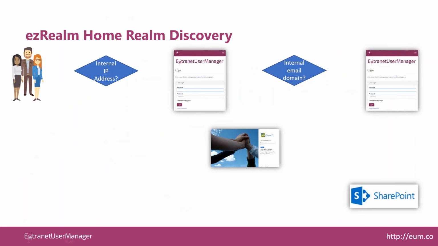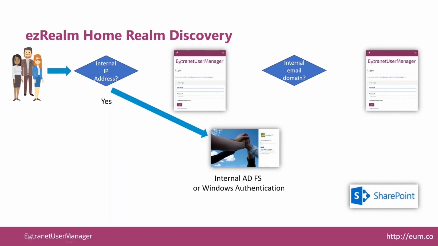Or home realm discovery. This is all about making it easy for internal users to come in and not see a login form. That's really the goal: when somebody hits the login page and we detect that they're coming from an internal IP address, and you maintain the list of those addresses through the configuration pages in the admin console, it's going to take you straight through Windows Auth or ADFS, however you set up your SharePoint from there. So they never see the EUM login page.